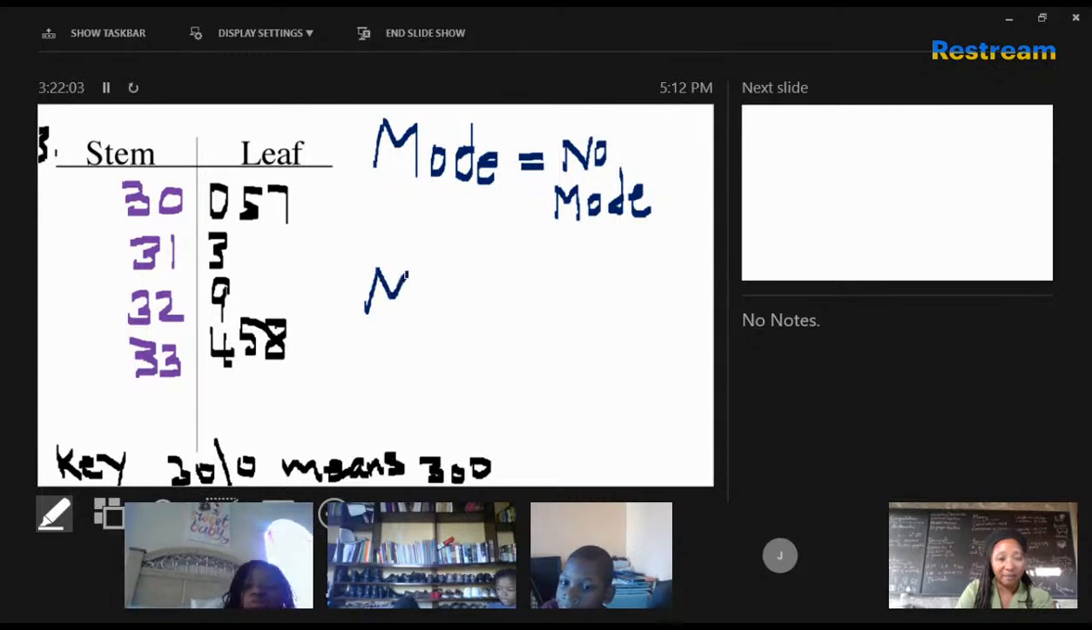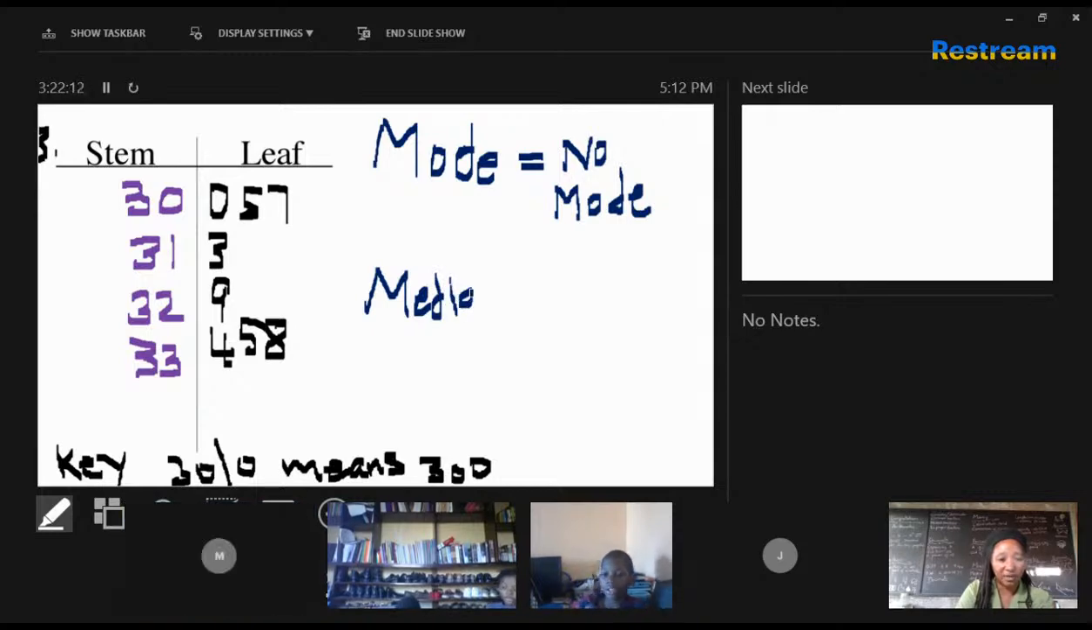What is the median, the middle number? Looking at them, they are in order. We don't have any bigger one in front of a smaller one. So they're in order, and we have 1, 2, 3, 4, 5, 6, 7, 8 numbers. So we know we're going to end up with 2 numbers in the middle. So we should have 3 on either side. So that's 3 and 3. So in the middle, we have 313 and 329. So we need to add those.